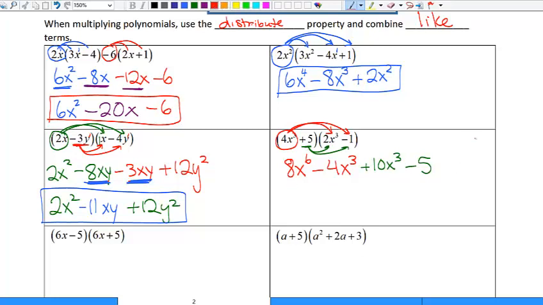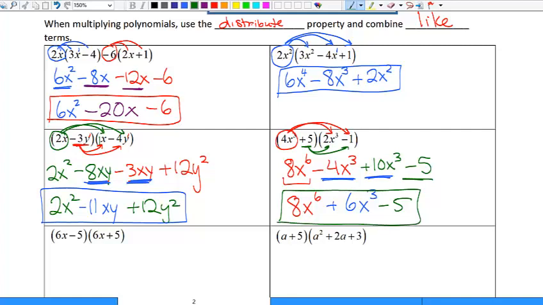Now I look at all four terms. 8x to the 6 does not have any like terms, so it comes down. The next one, I have negative 4x cubed and 10x cubed. Notice that the x cubed variable part is the same on both of those, so I add them and get positive 6x cubed. The variable part stays the same when you're adding. And then the last one, minus 5, doesn't have any common or like terms, so that just comes down.